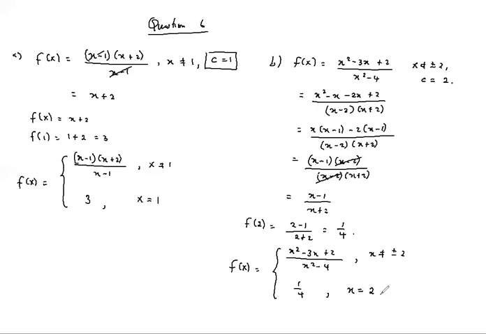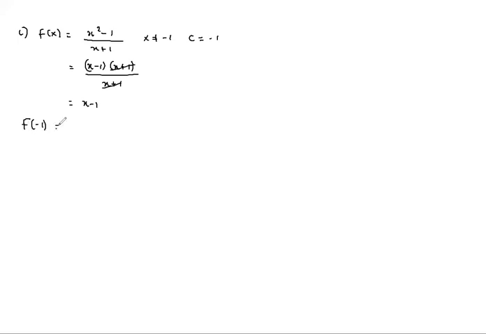Okay, C: f of x is equal to x squared minus 1 over x plus 1, at x not equal to negative 1, and at c is negative 1. So on top, difference of two squares, immediately this is kicked away, you remain with x minus 1. Then what is f of negative 1? Negative 1 minus 1 is negative 2. So immediately you find this value down here.